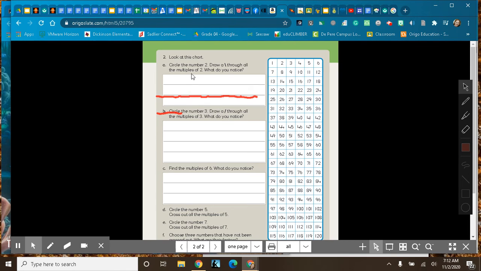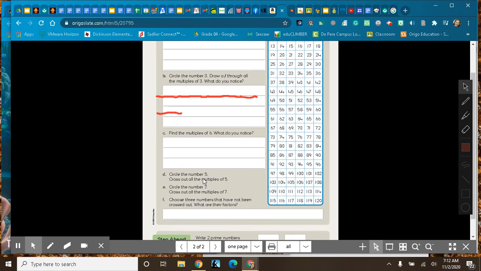So circle the number 2 and then draw a backslash through all of the multiples of 2. And what do you notice? Okay, and then it says circle the number 3 and draw a forward slash through all the multiples of 3. What do you notice? And then find the multiples of 6, and what do you notice?